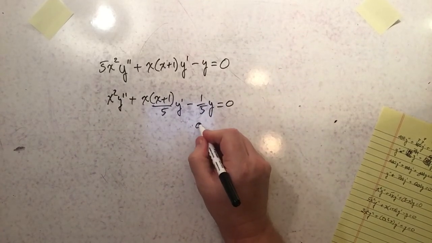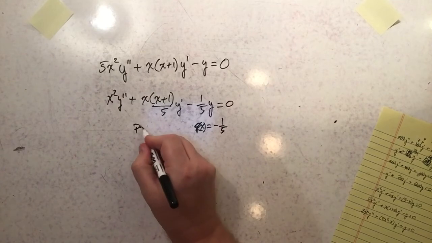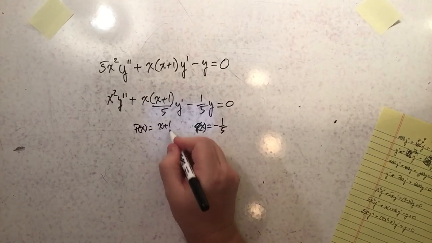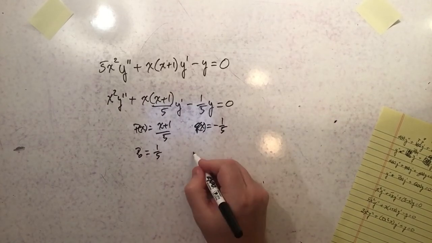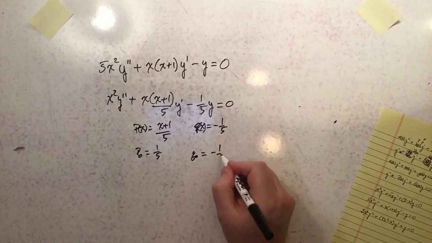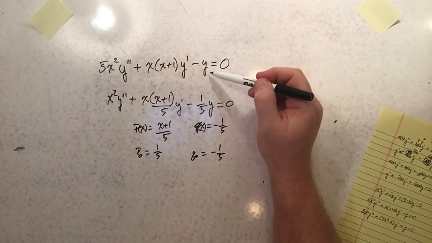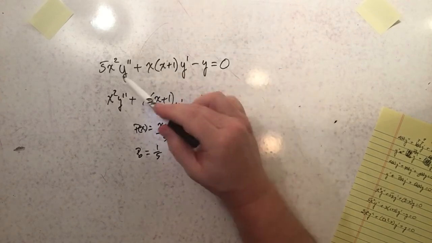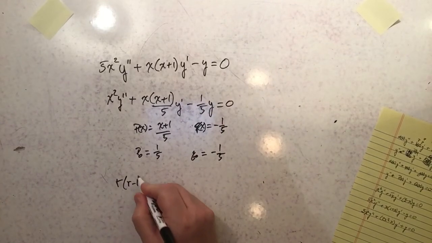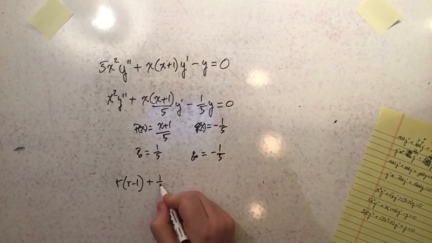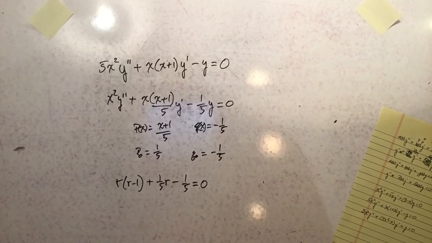That's going to make q of x equal to negative 1/5. It's going to make p of x equal to x plus 1 over 5. And that means p at 0 is going to be 1/5, and q at 0 is going to be negative 1/5. So that means the indicial equation, if I were to plug in the Frobenius solution and its subsequent derivatives, collect like terms, do everything necessary, this is what I'll end up with: r times r minus 1 plus 1/5 of r minus 1/5 is equal to 0 will be the indicial equation.